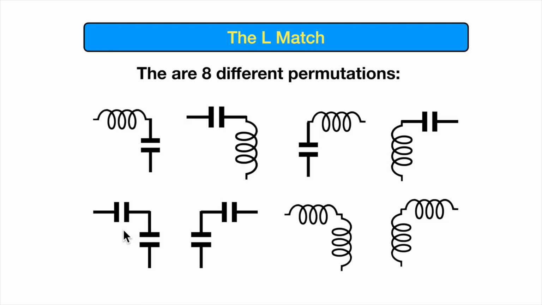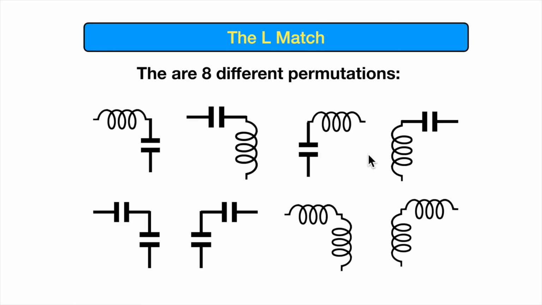So two capacitors, one with a shunt at the end, one with a shunt at the beginning. Two inductors, one with a shunt at the end, one with a shunt at the beginning. Now, it's these top 4 that we're going to be mostly thinking about. And there's 2 important things to say about the way these are arranged.